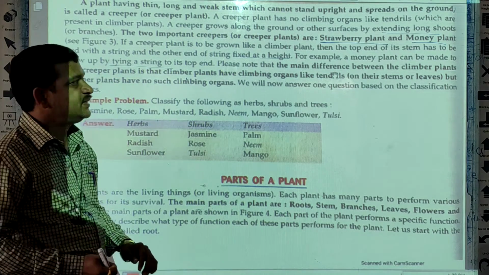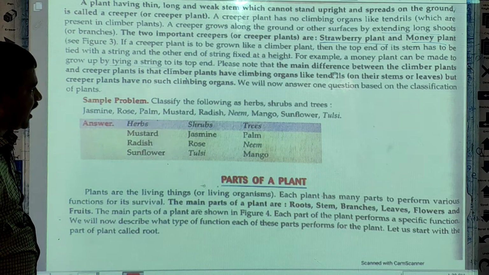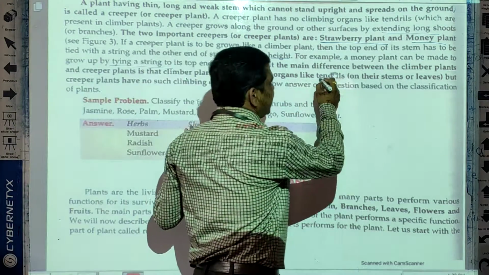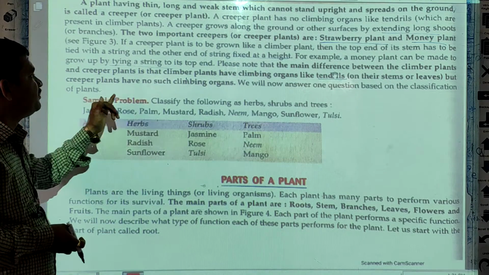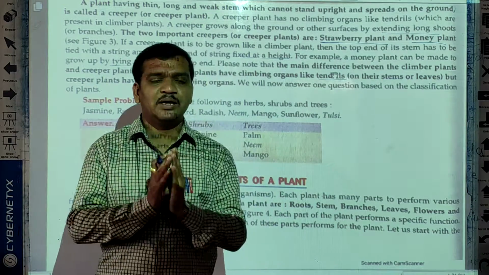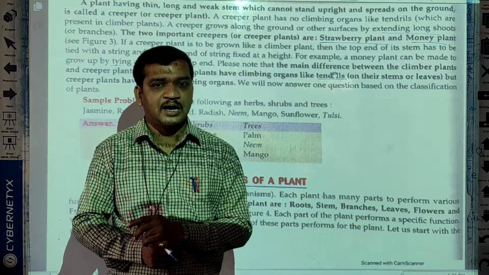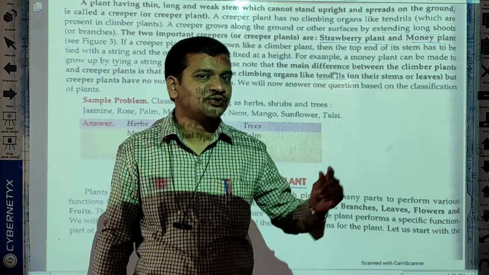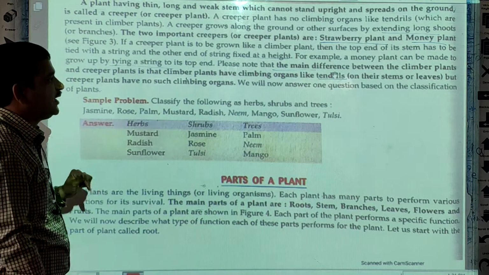So only one difference is there between the climbers and creepers. The climber plants have a climbing organ, that is tendrils on their stem or leaves. But creeper plants have no such climbing organ. So this is the one difference between the creepers and climbers. If somebody asks you what is the difference between creepers and climbers, you can write down this point which is already highlighted.